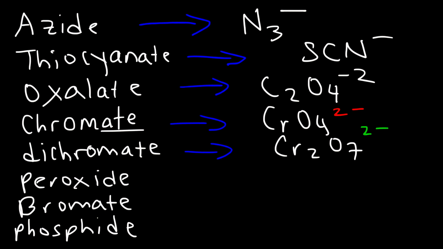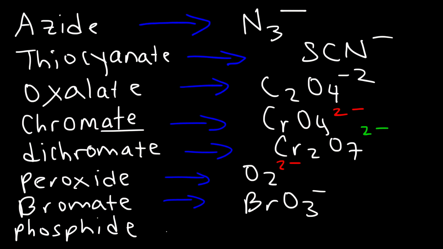Now what about peroxide? If you recall, peroxide is a polyatomic ion with 2 oxygen atoms and a charge of 2 minus. Bromate is a polyatomic ion with bromine, 3 oxygens, and a negative charge. And finally we have phosphide, which is just a monoatomic ion due to the ide ending, so it's P3 minus. So here's some more examples.